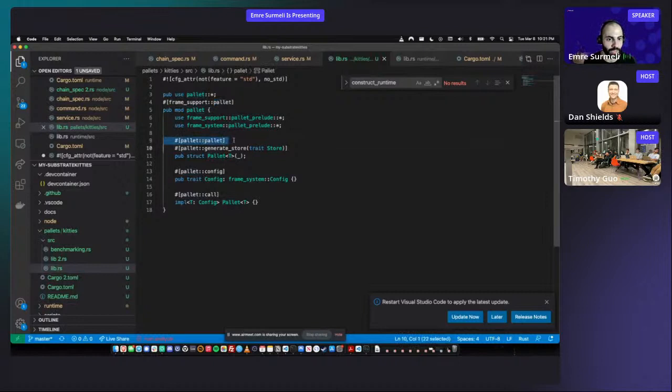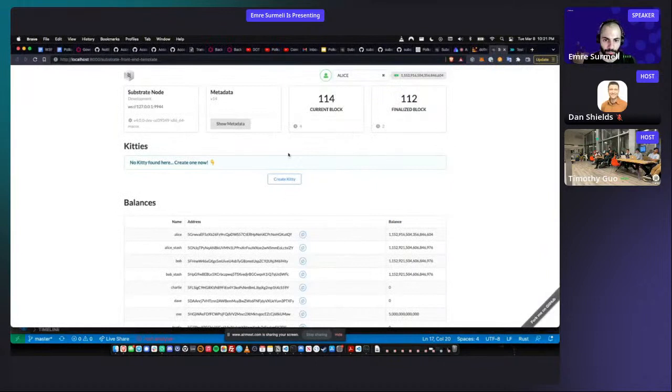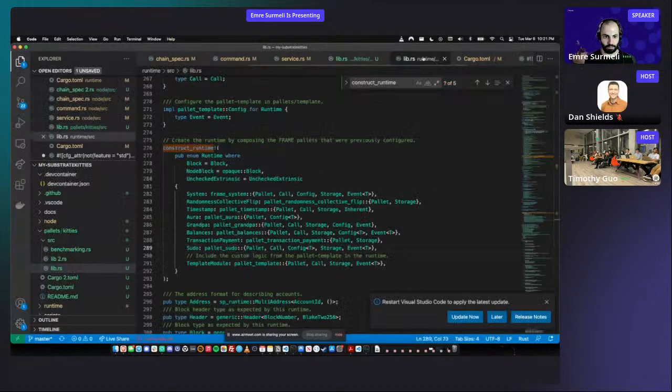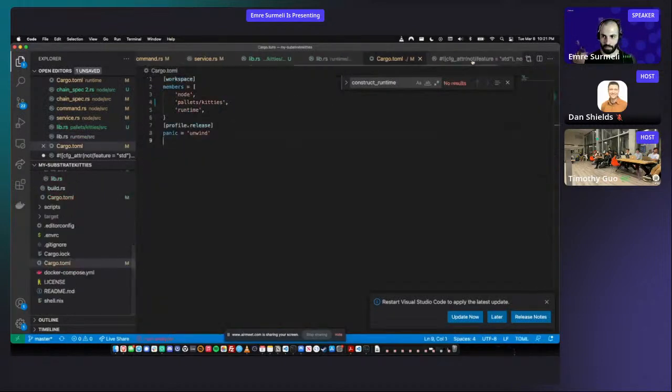So for example, here we're defining the struct, which is going to be that pallet. We're going to have some macro called pallet config that's going to allow us to configure that pallet. And then we're going to have a pallet call macro that's going to allow us to implement some callable functions, right?